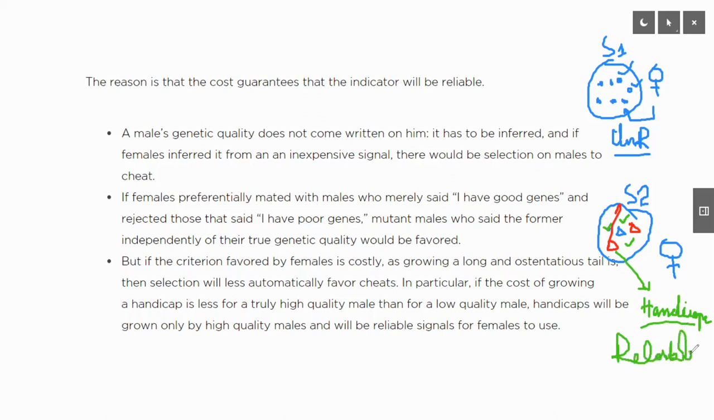reliable, and a female with this reliability can mate with these individuals, because these individuals are clearly giving this signal, I have good genes, and the other individuals are clearly giving this signal, I have poor genes. But distinguishing these two from one another needs a handicap. And this is the essence of this theory, or this principle, the handicap principle.